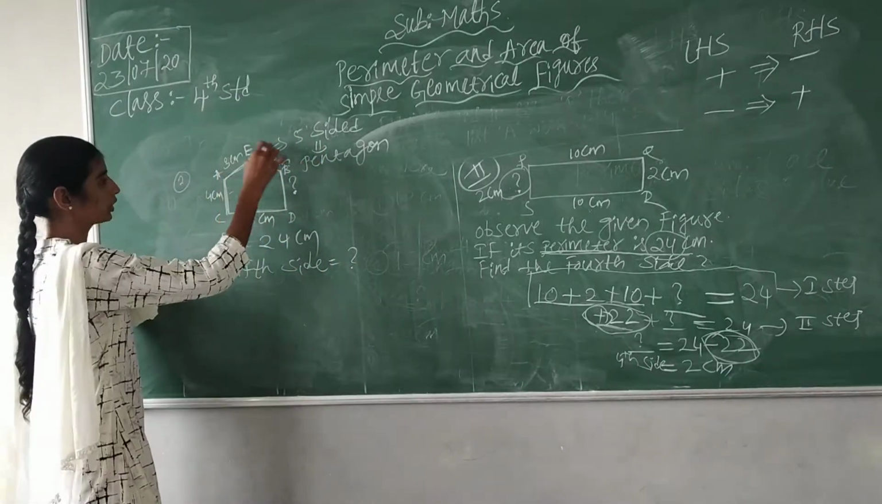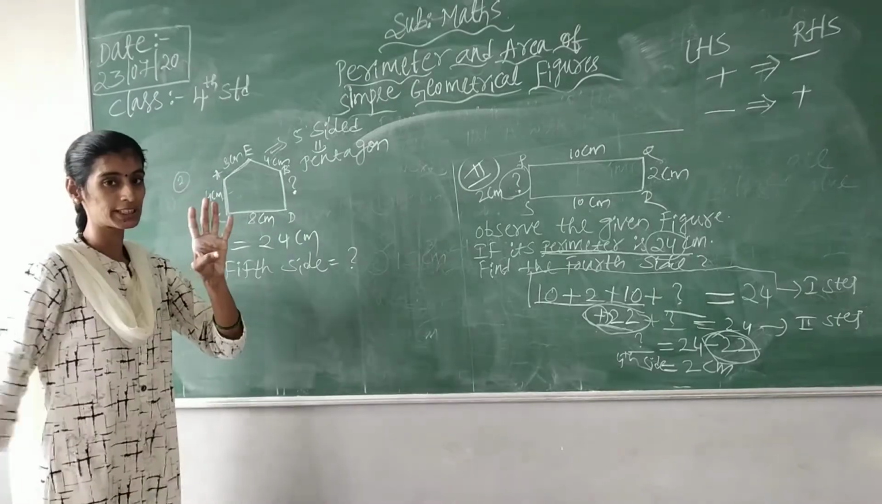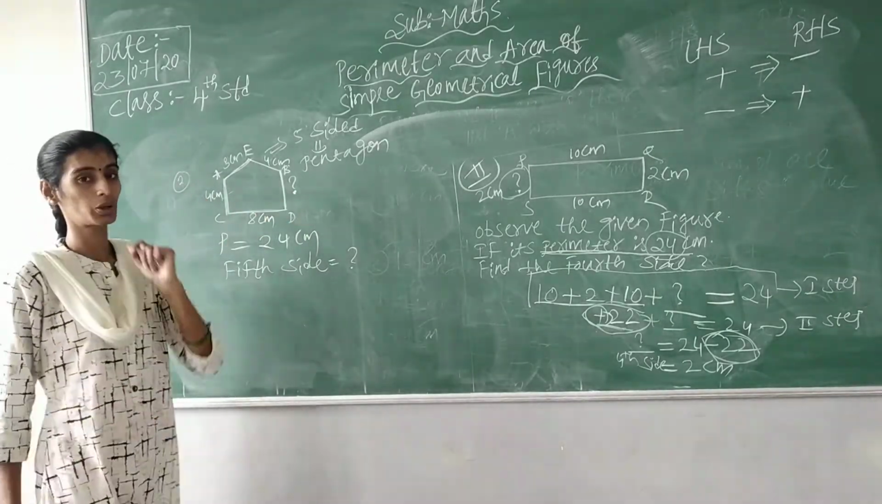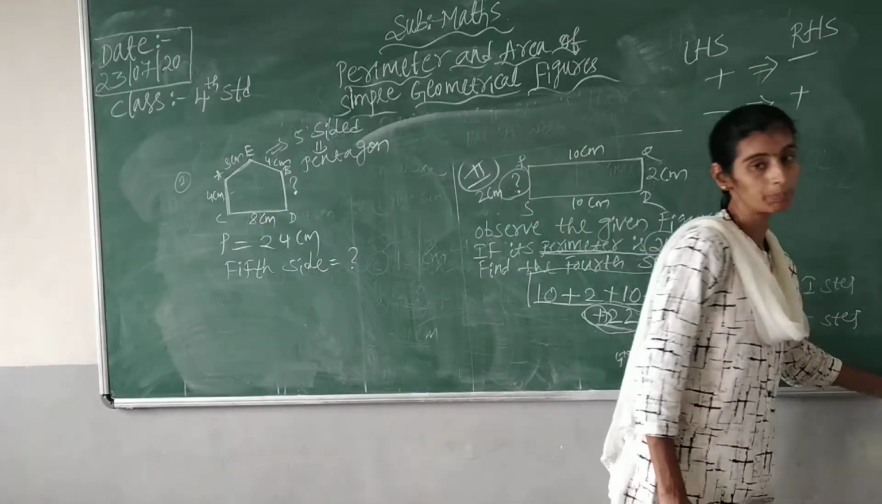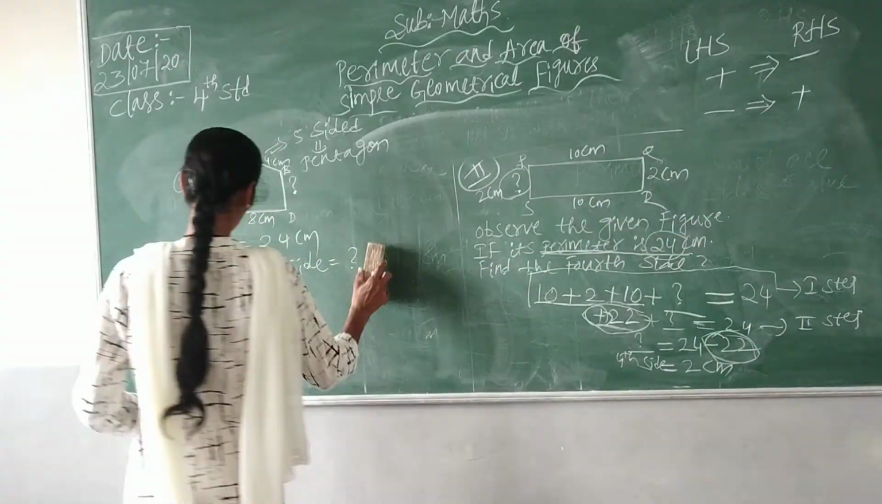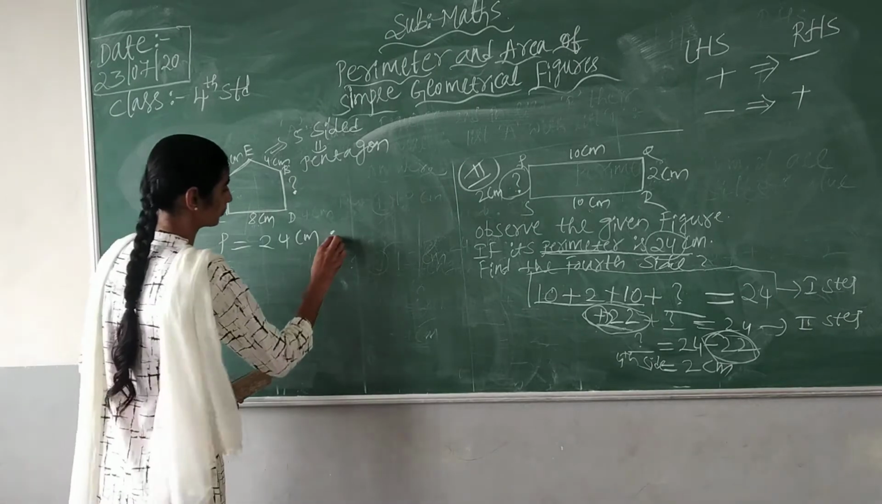Or you can see 1, 2, 3, 4. 4 sides they have given. Remaining 5th side you have to find. So how to find, children? What is the first step? Yes. What will be the first step, children?